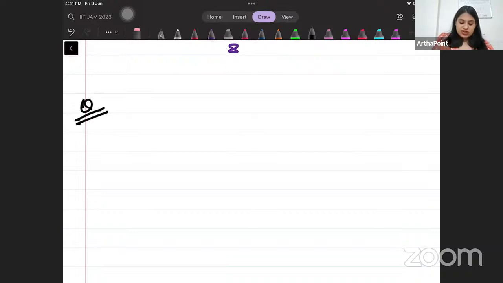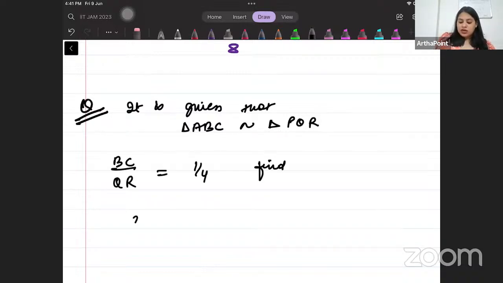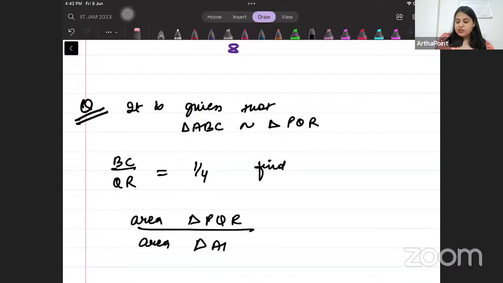So this question says that it is given that triangle ABC is similar to triangle PQR and BC by QR is 1/4. Find area triangle PQR by area triangle ABC. This is what you have to do in this question.